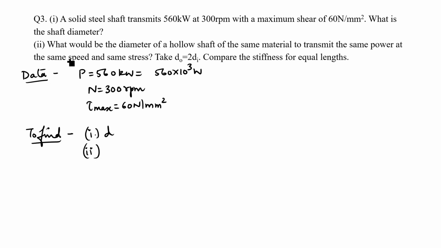Now let's read the second case. What would be the diameter of a hollow shaft of the same material to transmit the same power at the same speed and same stress? Take DO is equal to 2 times DI. So I need to calculate the value of DI and DO.